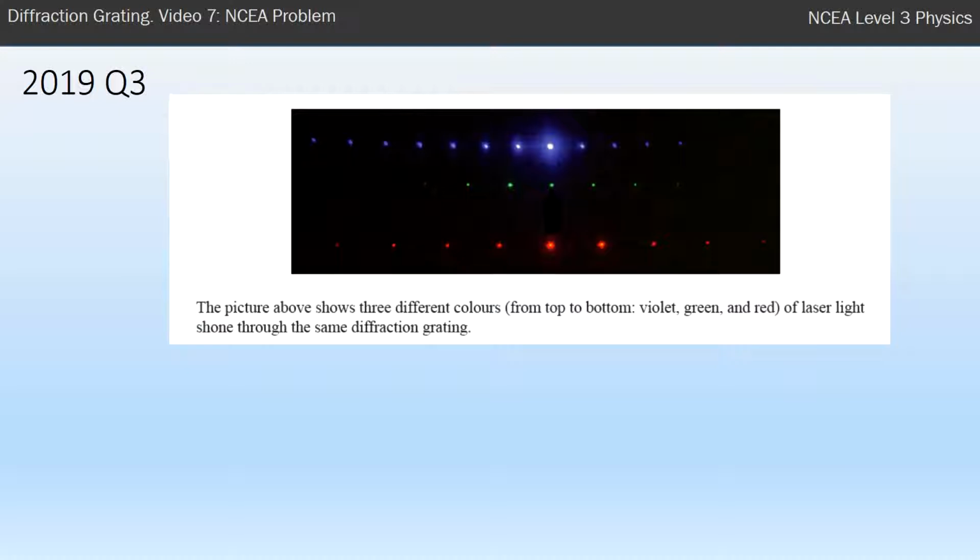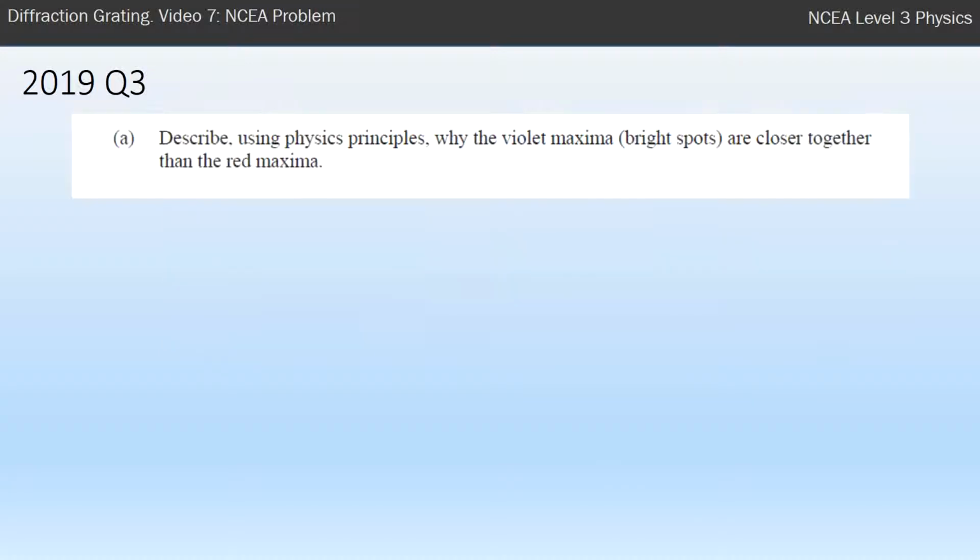They've also given us different coloured interference patterns where these different colours have gone through the same diffraction grating. You'll notice that red seems more spread out than the blue ones or the violet ones. So the first question is, describe using physics principles why violet maxima are closer together than the red maxima.